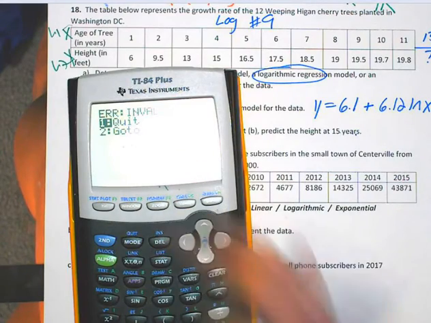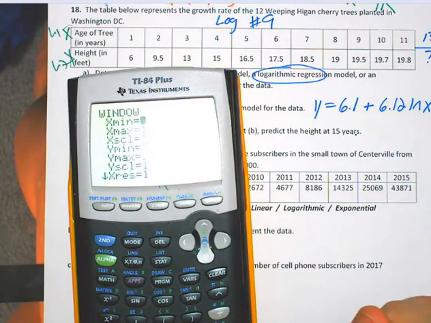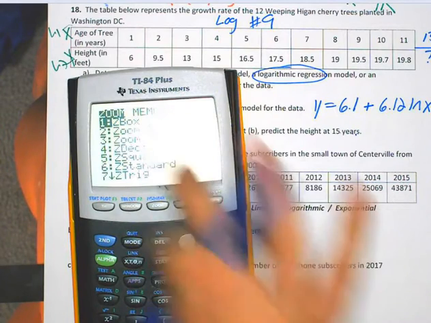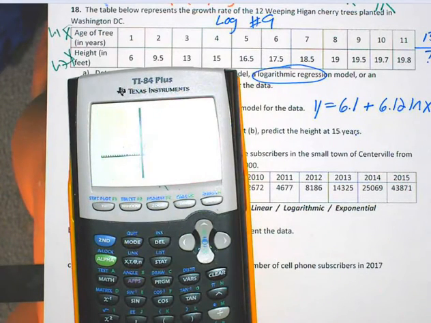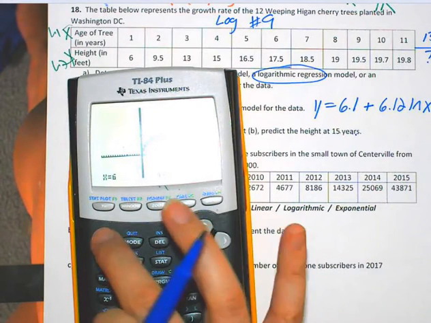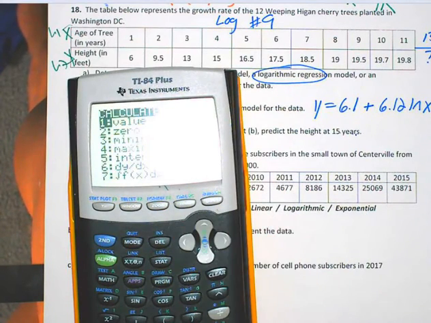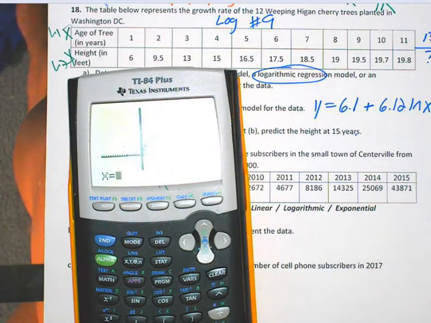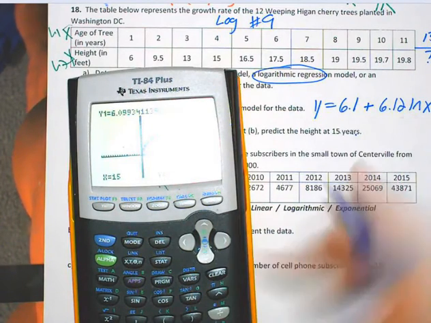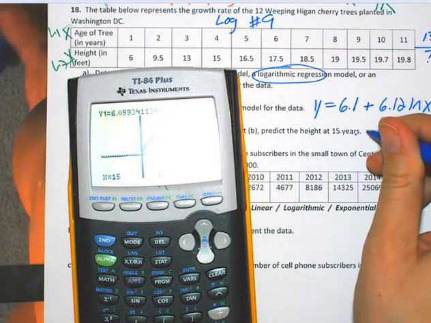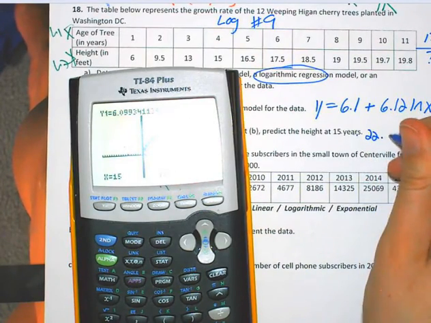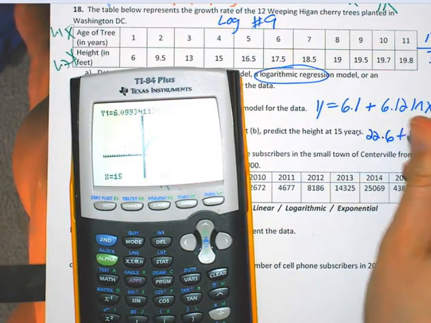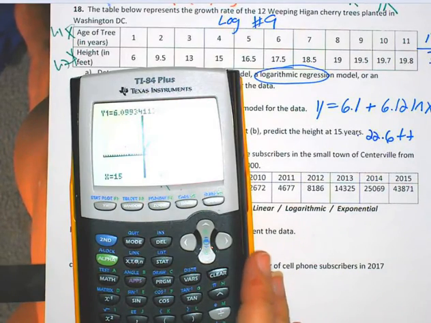You have two choices. You can adjust your window, or you can simply do zoom 3, because I'm going to zoom out so I can see everything in my window. Then go back to second trace, which is calc, value again. And my value is 15. Press enter. So at 15 years, the approximate height will be 22.6 feet. Okay.